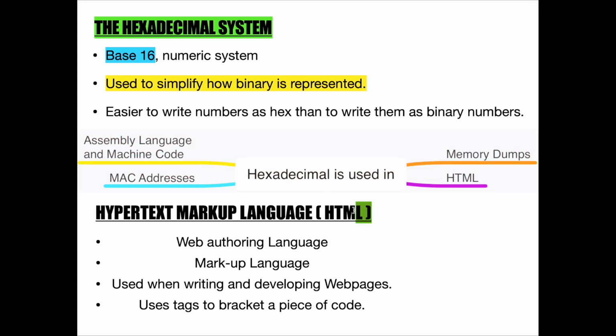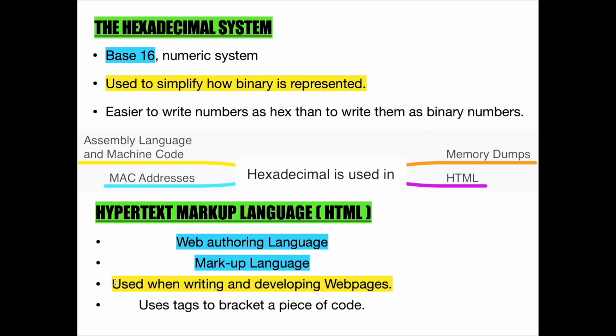HTML, or the hypertext markup language, is the next subtopic. It is a web authoring or a markup language. A web authoring language is a web or website development system that allows you to create web pages visually. It uses tags to separate pieces of code from each other.